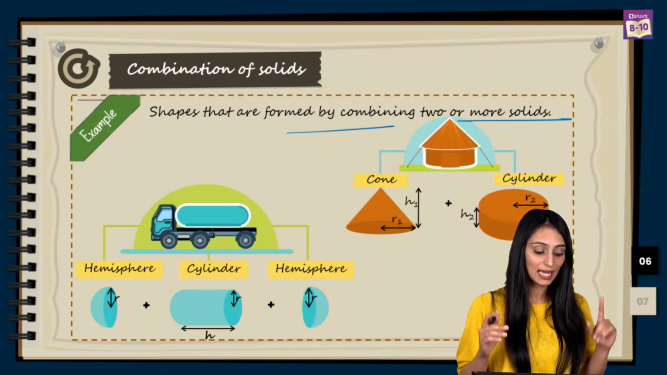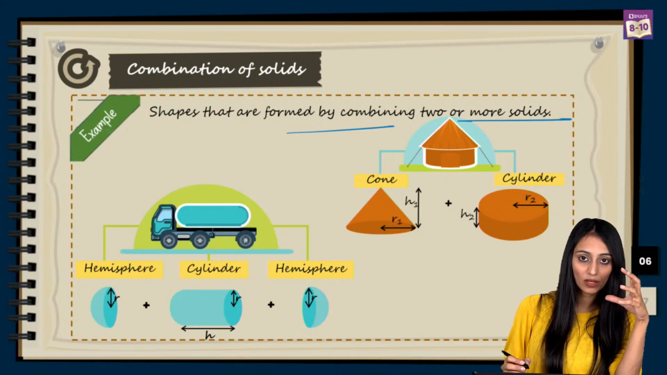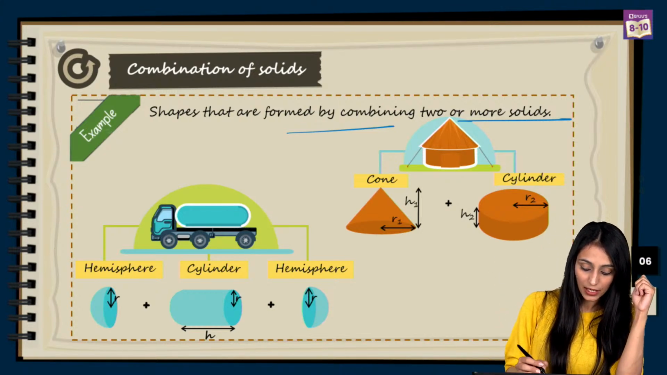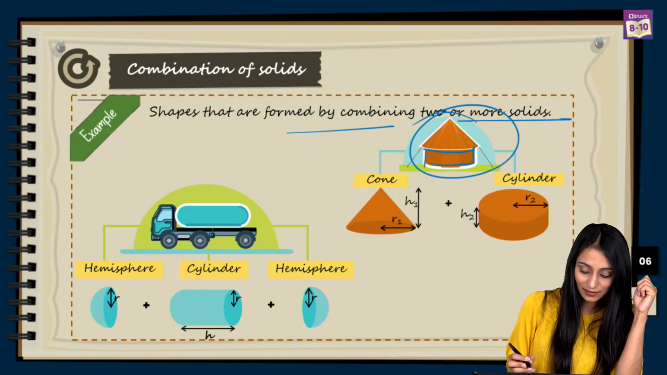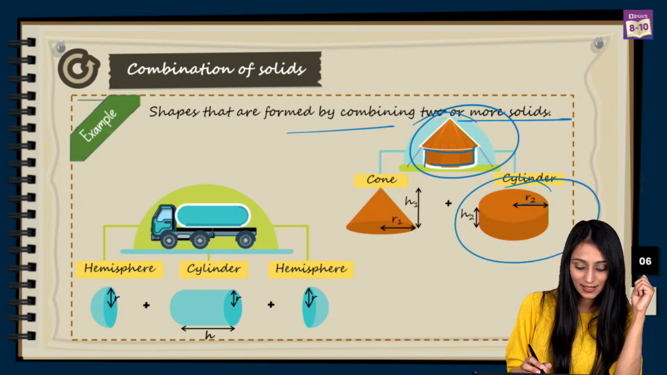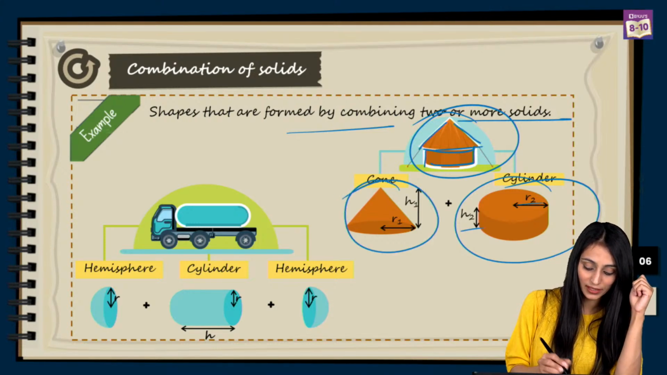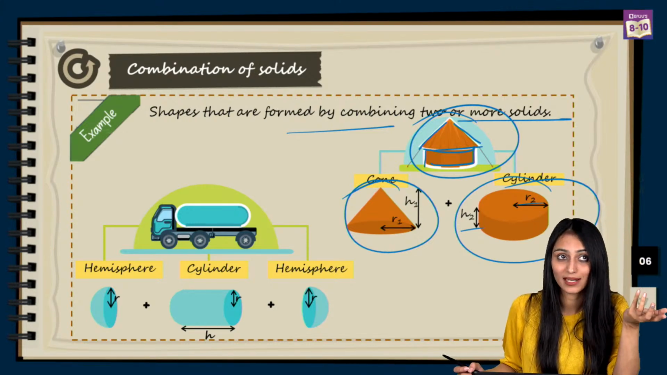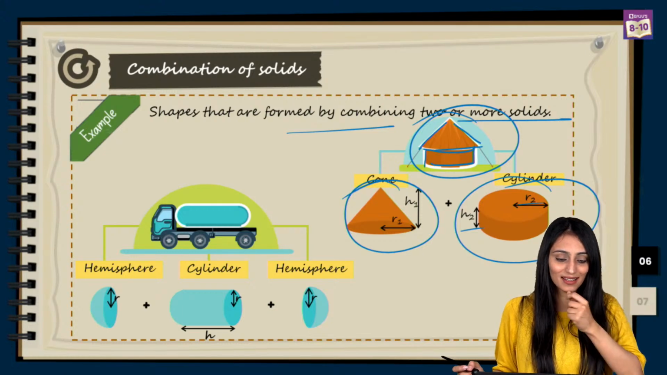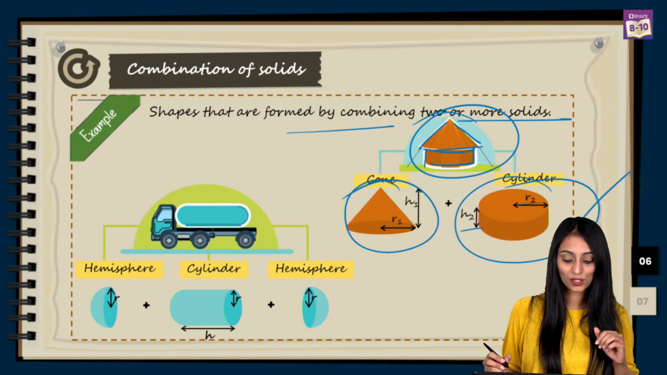Whenever you come across such things, when we talk about combination of solids, here we have this conical tent, you can see. At the bottom, we have this cylindrical part, right? Radius is R2 and height is H2. And at the top, we have this conical part. Radius and heights are different. So these kinds of conical tents are also there, like circus tents. So based on the question, you need to figure it out.